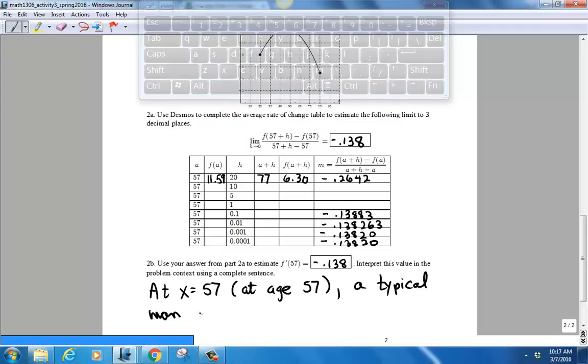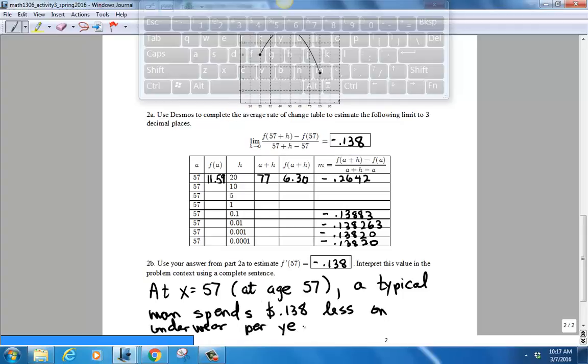So a typical man spends about 13 cents, or $0.138, less on underwear. And then we have to finish that off with the last part. This is a rate of change, so per year.